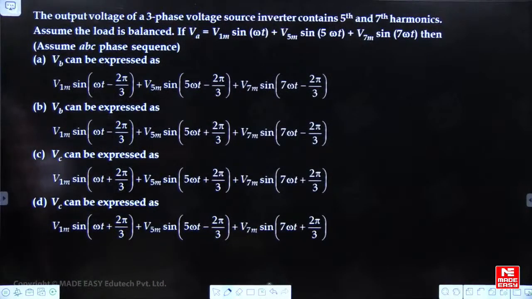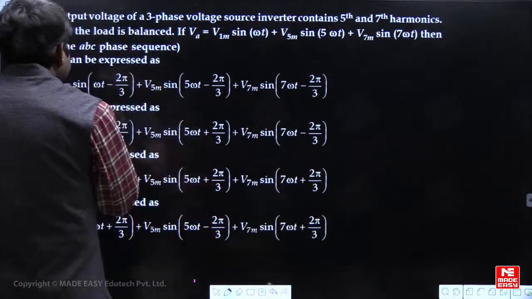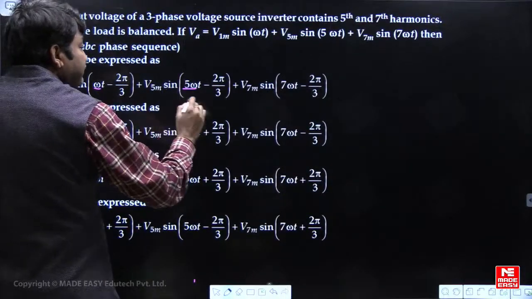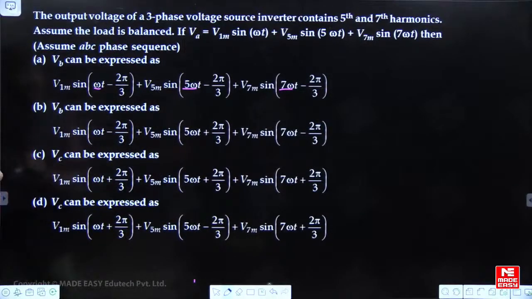Dear students, see the next question. The output voltage of a three-phase VSI contains fifth and seventh harmonic components. See here. This is the waveform for output voltage. Okay, so here is the fundamental component. So this is the fundamental, fifth harmonic frequency, seventh harmonic frequency. So this is actually the output voltage, right? No, VA.